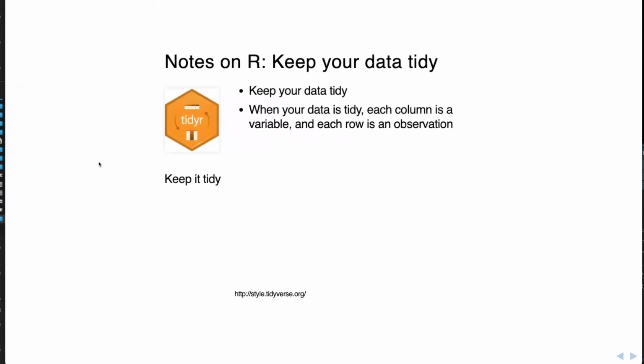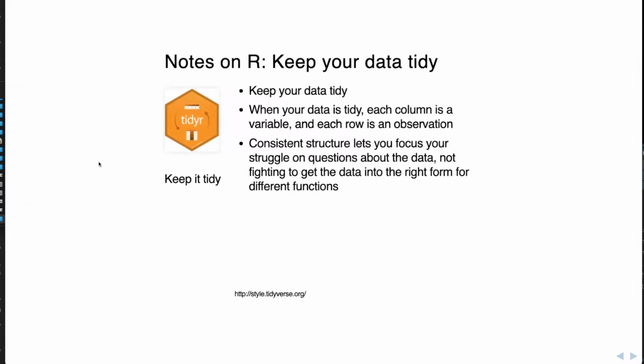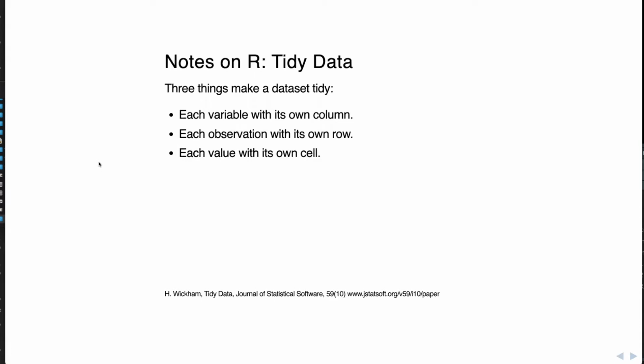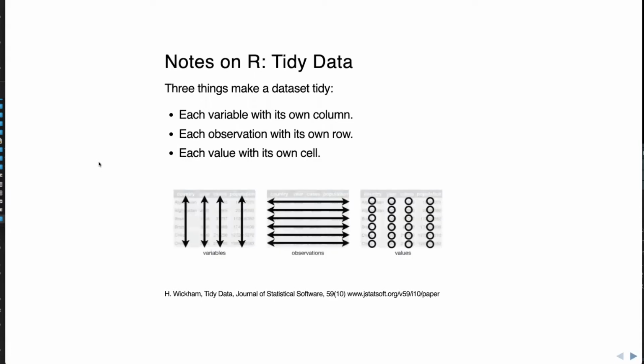Keeping your data tidy: when you do that, each column is a variable and each row is an observation. This consistent structure lets you focus on your questions and not fight the data to perform the different functions. So a data set is tidy when each variable has its own column, each observation has its own row, and each value has its own cell. So it looks like this. Every column a variable, every row an observation, and every cell a single value.